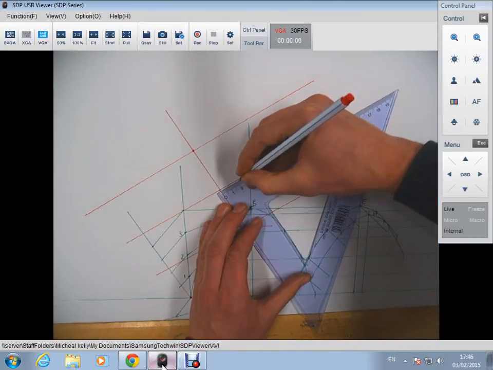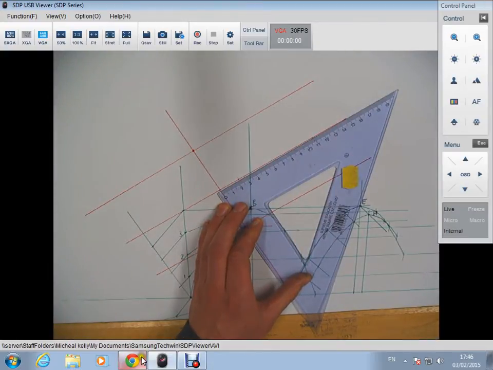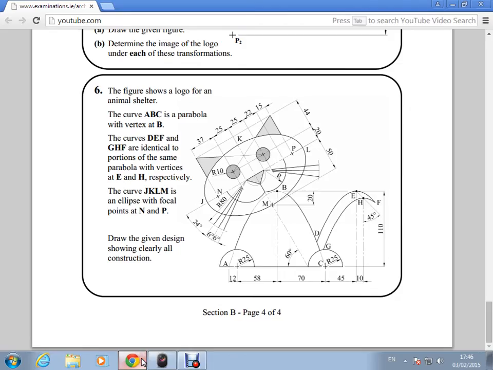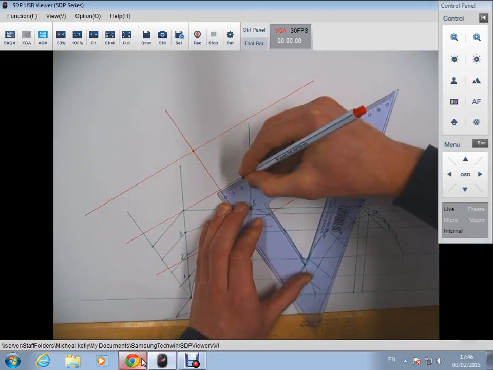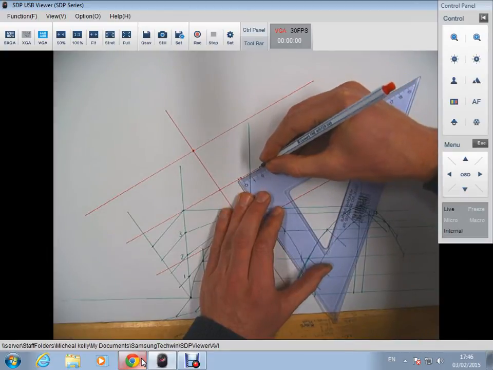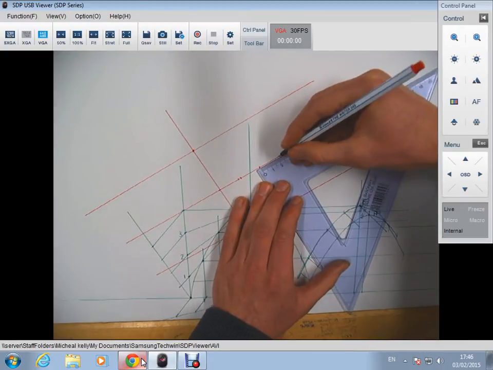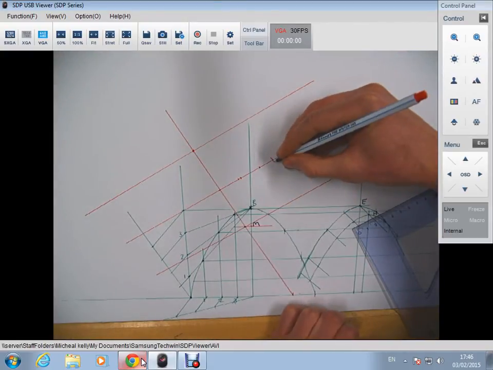So 22 was one marking. Sorry, it's 25 first. 25, 22, and 15. So 25, 22, and point here 15. This point here is a focal point on my drawing, that point.